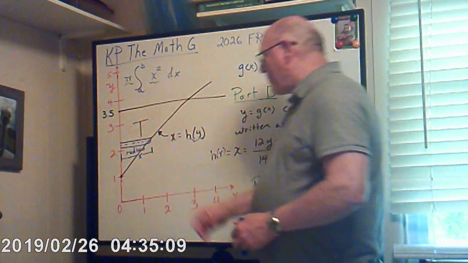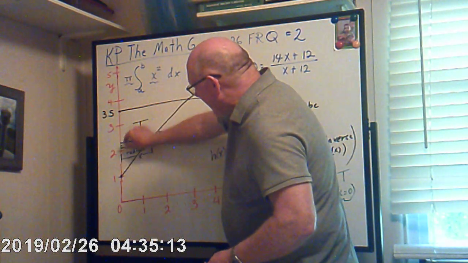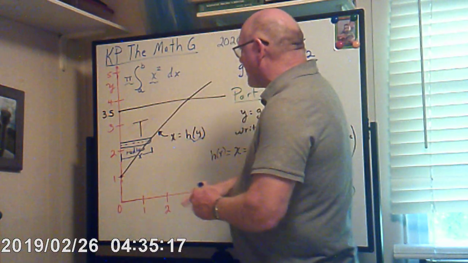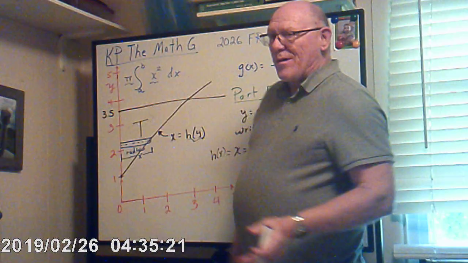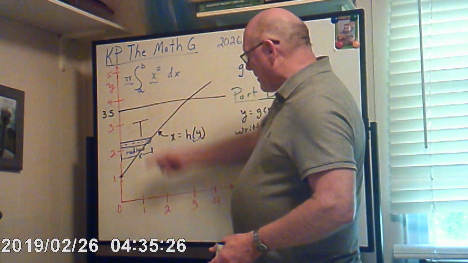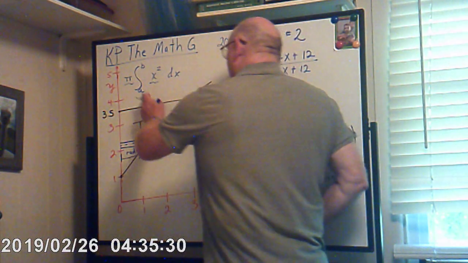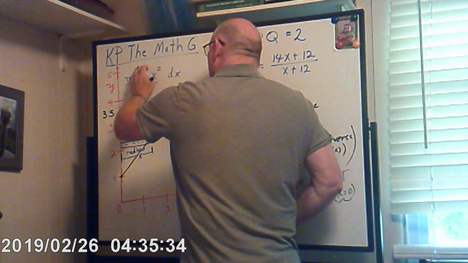Now from A to B, this interval can go as low as 1 and as high as 3.5. We can move that thing around. I got a little bit above 2. It doesn't matter where it is, but it can be as low as 1 and as high as we want to cover that entire region. So it's going to be from 1 to 3.5.